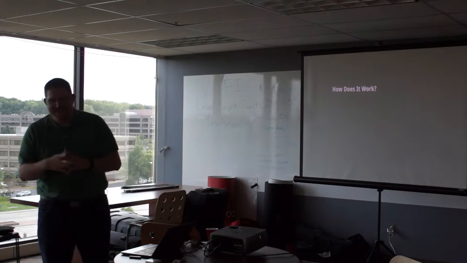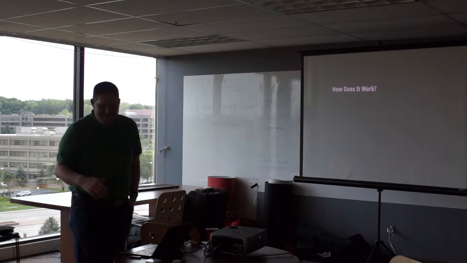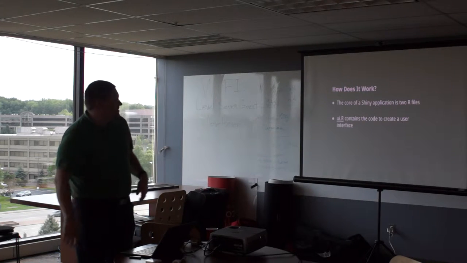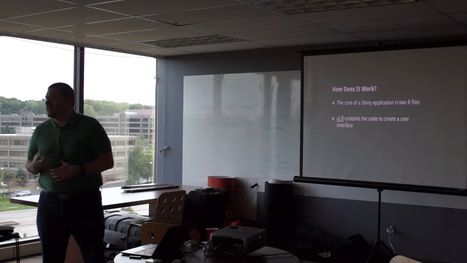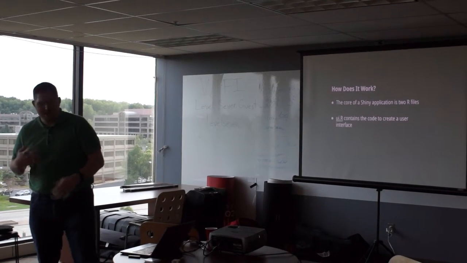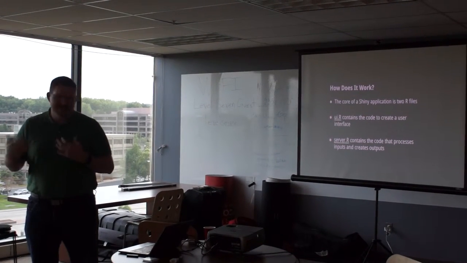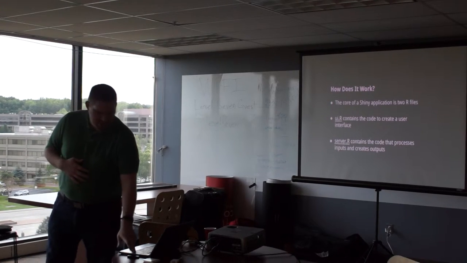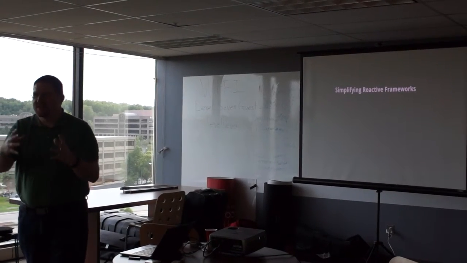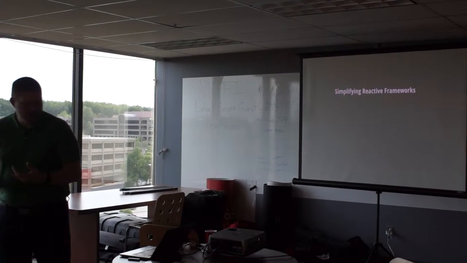So how does Shiny work? This is the mystery that took me several weeks to discover at first, but basically what it comes down to is there's two R files in every Shiny application. The first one is UI.R, and as you might imagine, it contains the user interface code. And the other one is server.R, and it contains the code that processes inputs and creates outputs. So the trick is, server.R is your workhorse that does everything. UI.R just controls how the stuff comes out and how you interact with it.